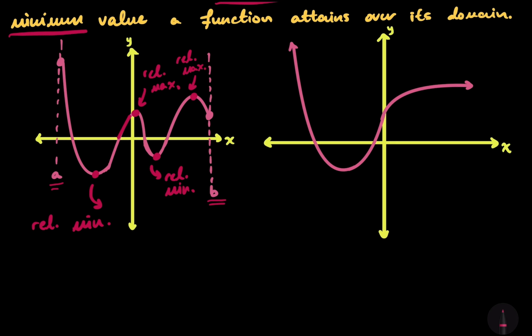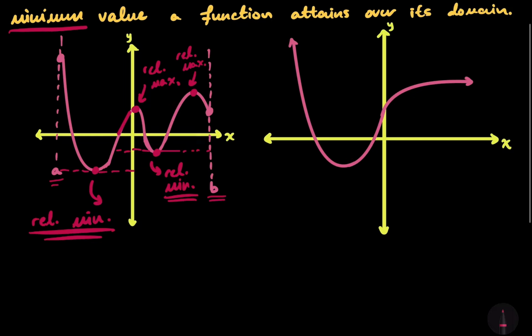Well, we have two relative minima. We have this one right over here, and we have this one right over here. But if we're just looking visually, it looks as though this relative minimum has a lower value, or is a lesser value, than this relative minimum.